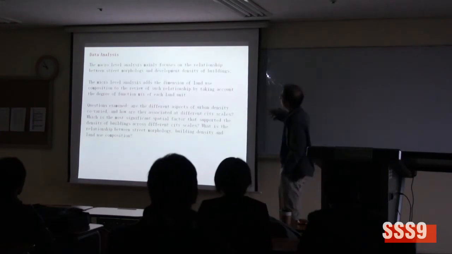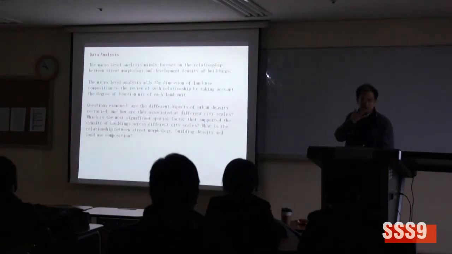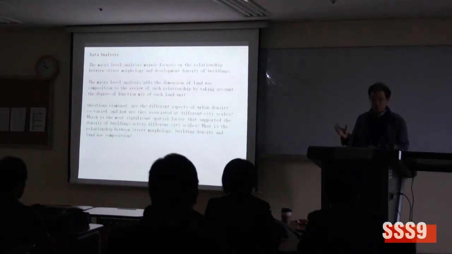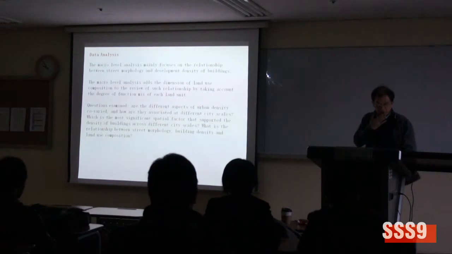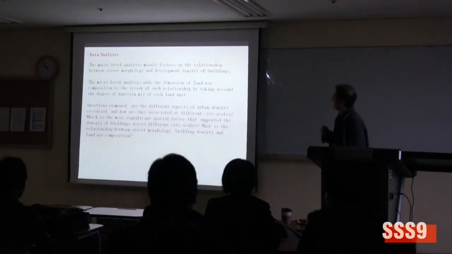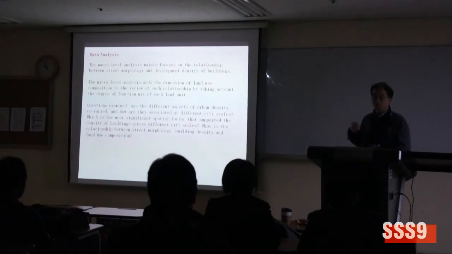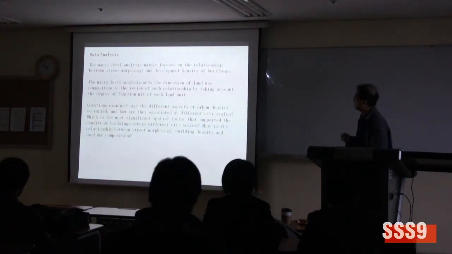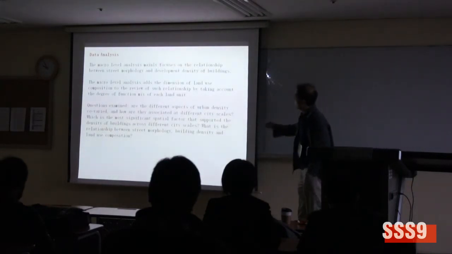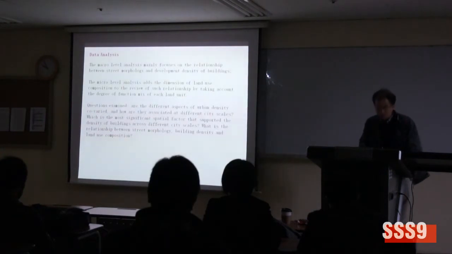So at the macro level of analysis, I will mainly focus on the relationship between street morphology and building development density. At the micro level, the analysis adds another dimension, land use, to investigate the relationship between each other. The questions examined are: what are the different aspects of urbanicity and how are they associated at different city scales, which is the most significant spatial factor that supports the density of buildings across different city scales, and what is the relationship between street morphology, building density, and land use transmission.